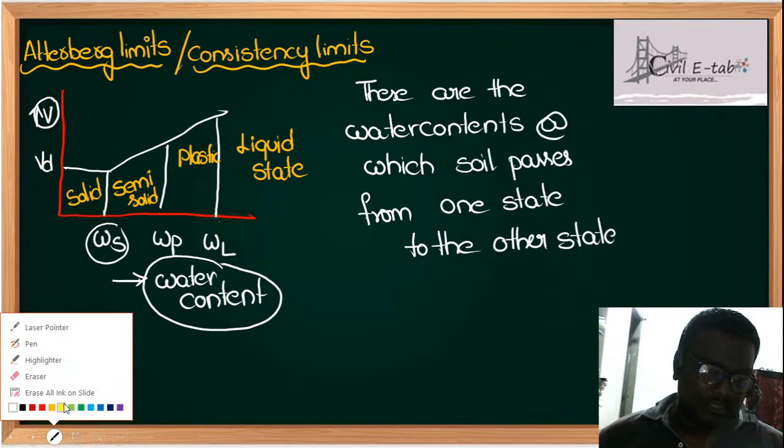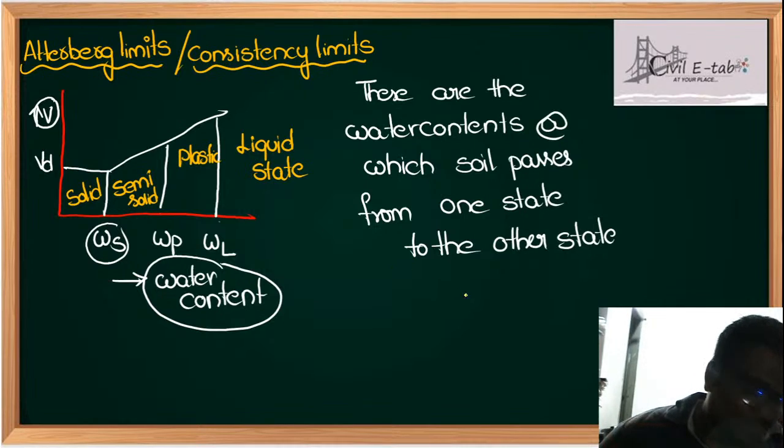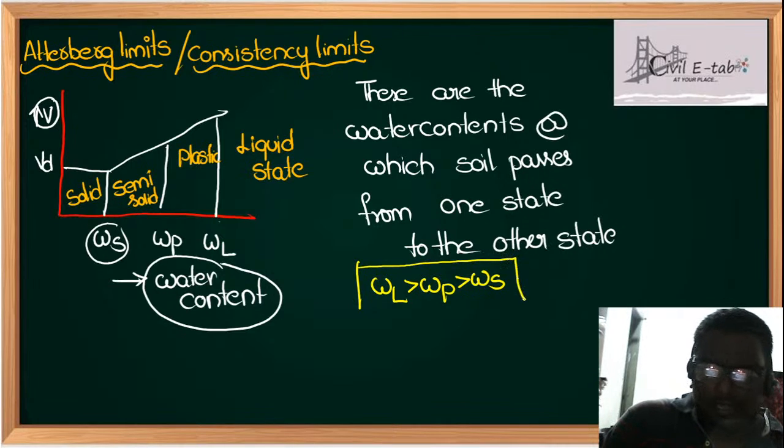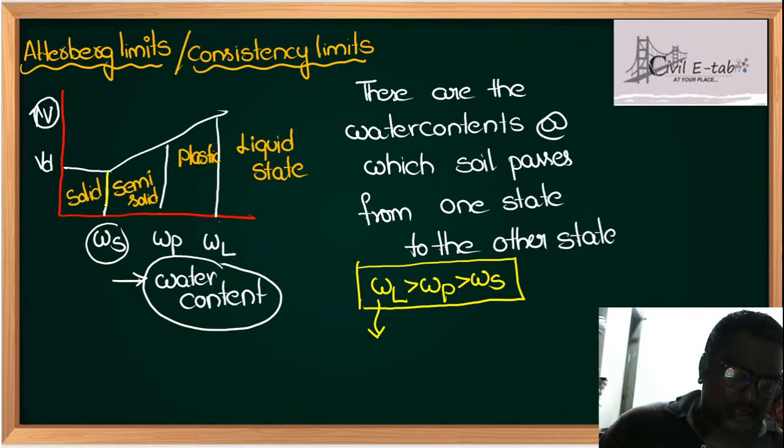Now there was a previous GATE question asked to students. Remember that liquid limit is greater than plastic limit is greater than shrinkage limit. What I want to tell you here is, see students, if you are giving a number system here, how do you give numbers 1, 2, 3? So based on the graph, it is evident that liquid limit is greater than plastic limit is greater than shrinkage limit.